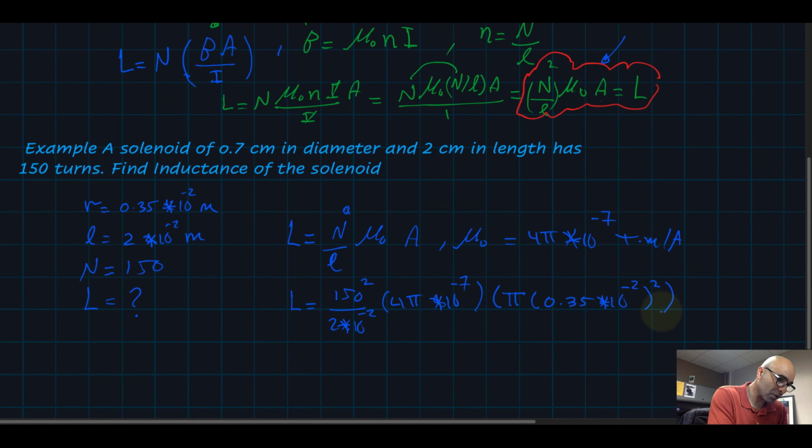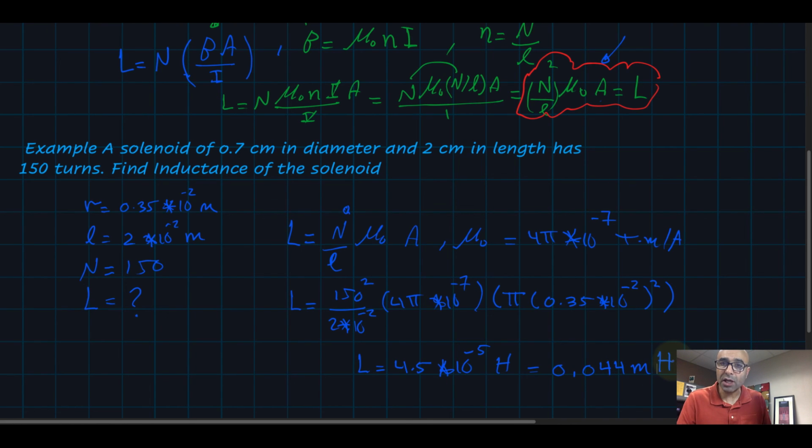So pi r squared. If we do this calculation, we will get the inductance equal to 4.445 times 10 to minus 5 Henry, or you can say it is 0.044 millihenry, and that's a small inductance. And that's it for this one. Thank you.